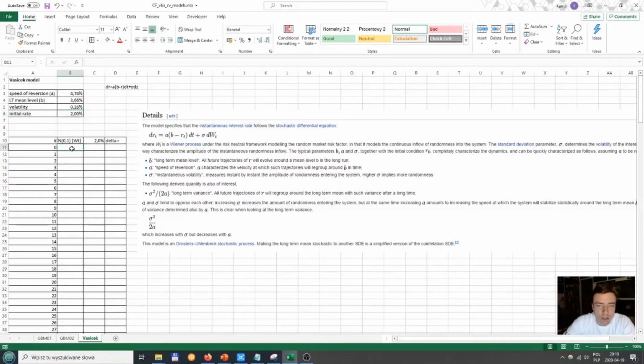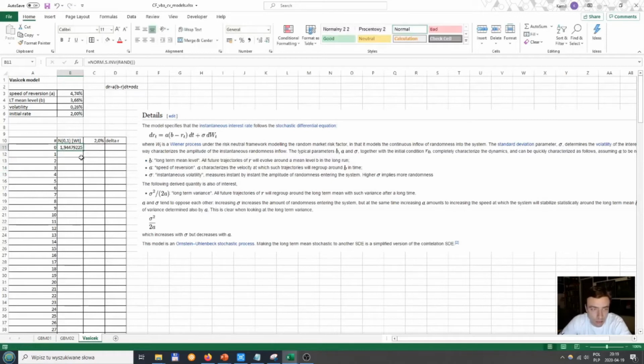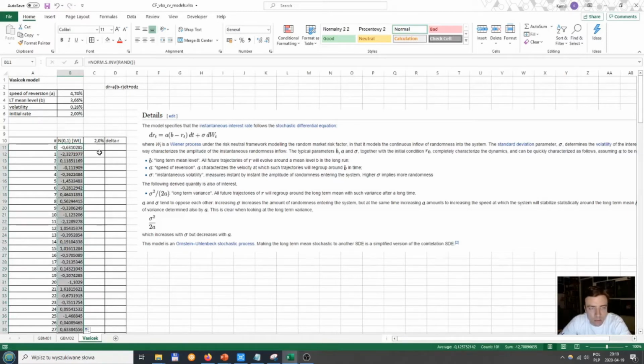This stochastic part again is taken from Wiener process. So we again will use normal standard inverse distribution with random probabilities as an input, and this will show what's the volatility around our evolution, around our reversion. And again, this is change in interest rate level.